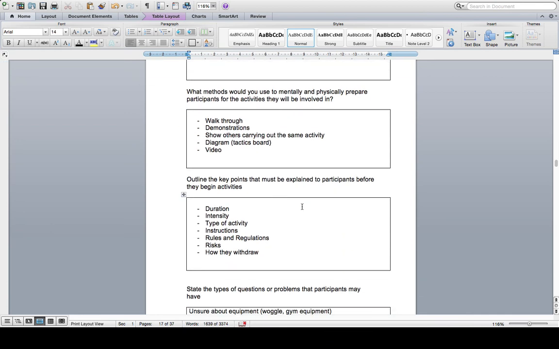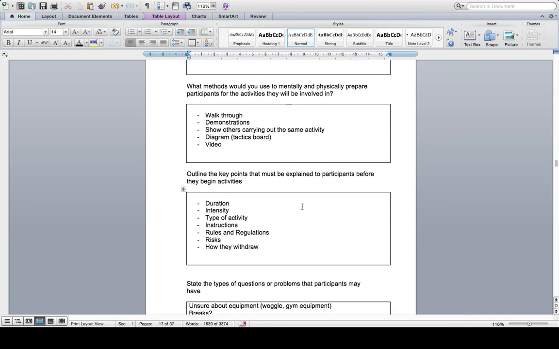Right. Next up, what methods would you use to mentally and physically prepare participants for activities they will be involved in? So obviously this leads directly on from the last question. What you can do is you could do a mock. You could do a mock of what the activity is going to be the week after or the day after.